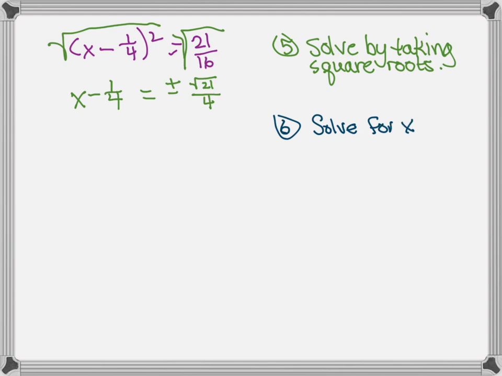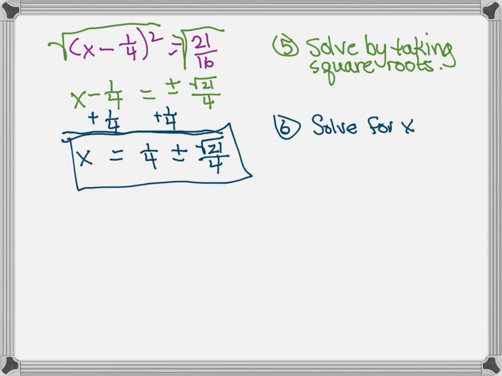And now we will solve for x. So I'll add 1/4 to both sides. I get x equals 1/4 plus or minus the square root of 21 over 4. And again, my square root of 21 didn't simplify anymore. Otherwise, I would have simplified it. But that is my solution.